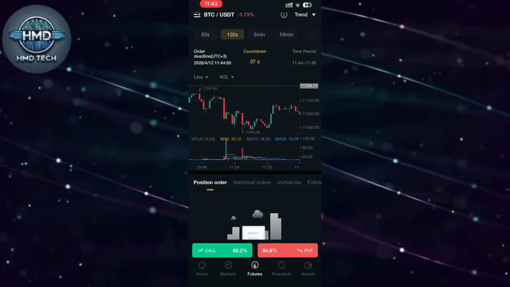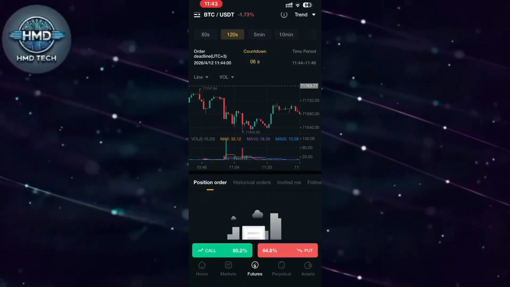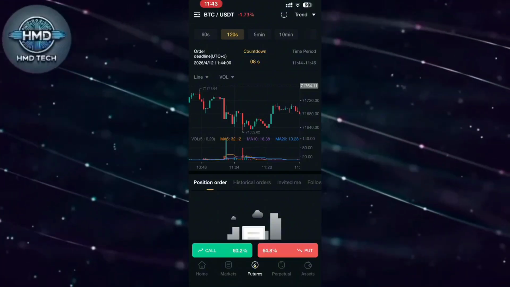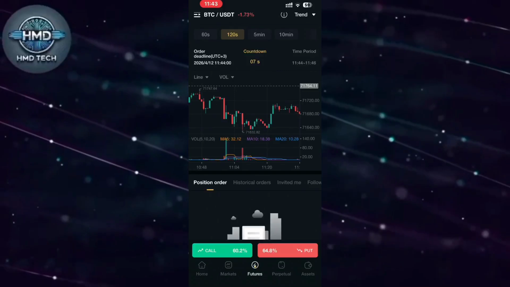The interface is simple, but the consequences aren't. Don't just focus on how to trade, focus on how to protect yourself while trading. Because in fast-paced markets like this, discipline matters more than speed. So that's how you do it.